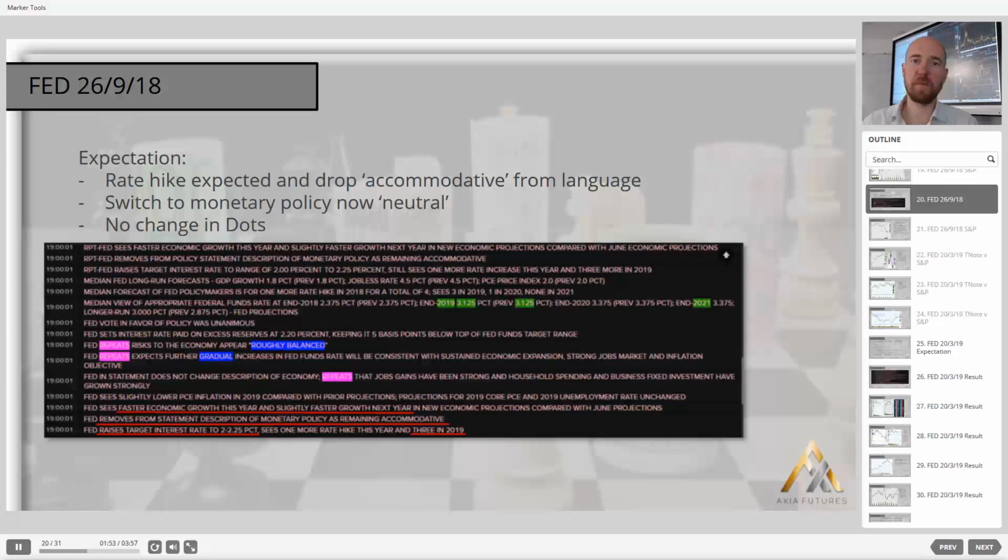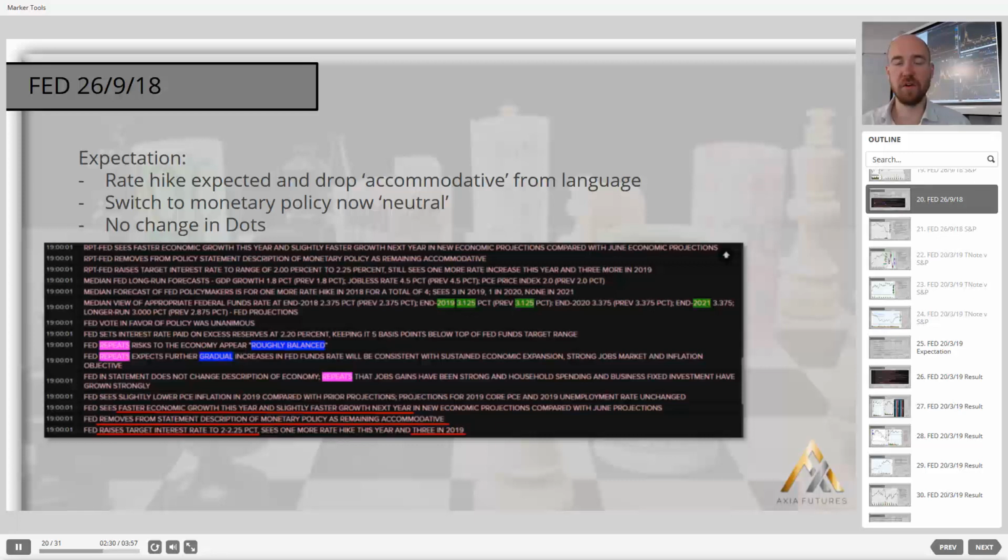So from this perspective, the opportunity is that they could drop the reference to monetary policy remaining accommodative, and then change that language to monetary policy now being neutral, suggesting that this is the last rate hike of the year and that they would not have a rate hike in December, as the dots are currently expecting. This would also imply that the dots would have to be changed going forward as well. But that was what was being looked for here.